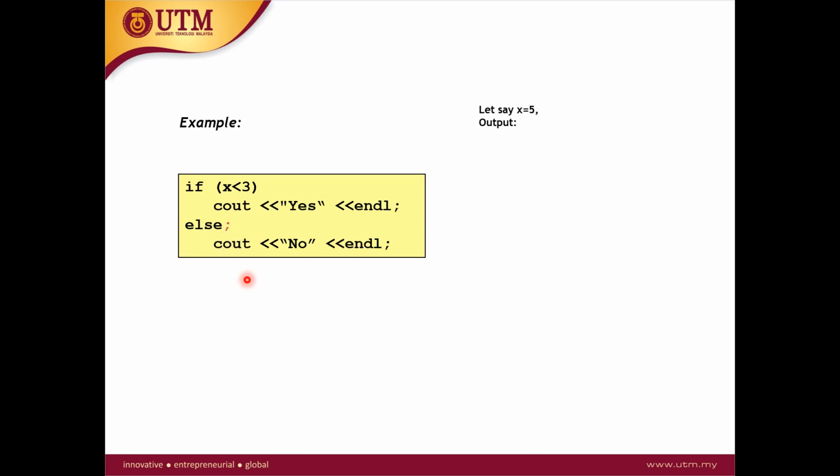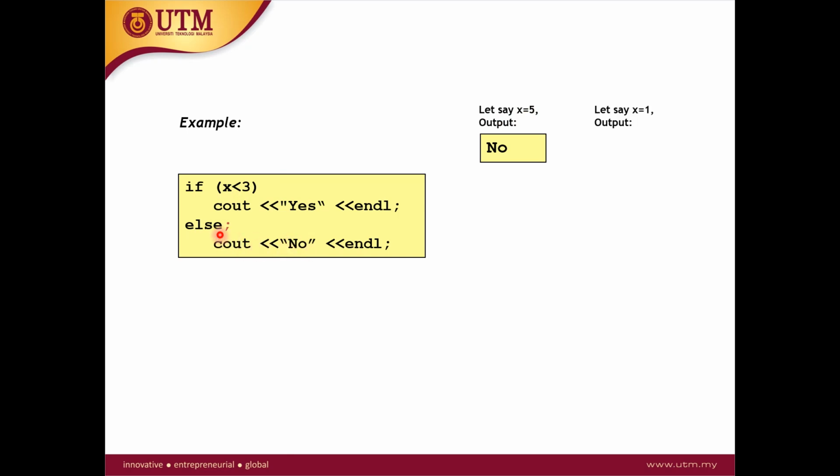Take some examples. Let's say x equals 5. Is 5 less than 3? No, so this is not going to be executed. It comes to the else. So whether it's false or true, this one is going to be executed, because it does not belong to the else.